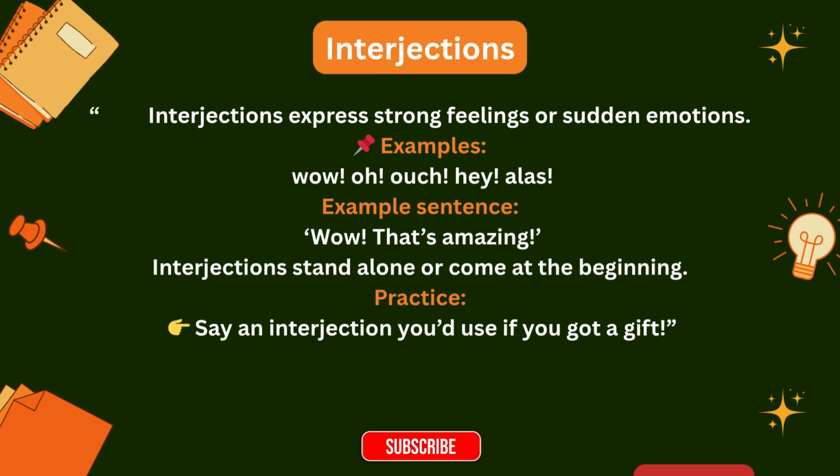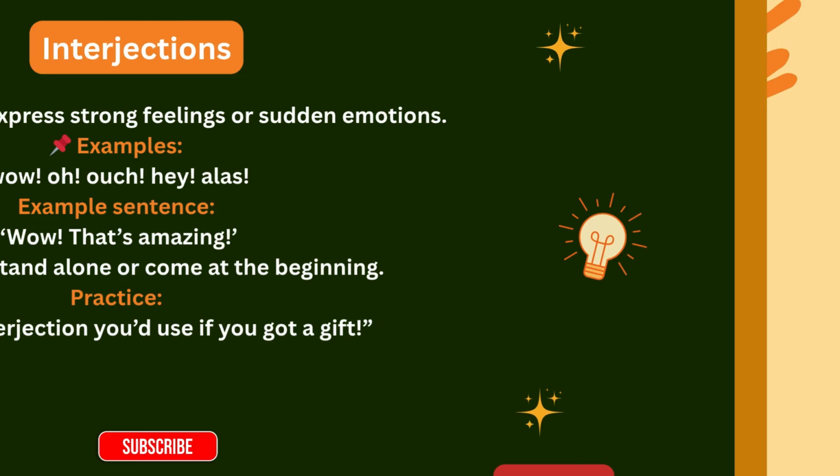Interjections. Interjections express strong feelings or sudden emotions. Examples: wow. Oh. Ouch. Hey. Alas. Example sentence: wow. That's amazing. Interjections stand alone or come at the beginning. Practice. Say an interjection you'd use if you got a gift.